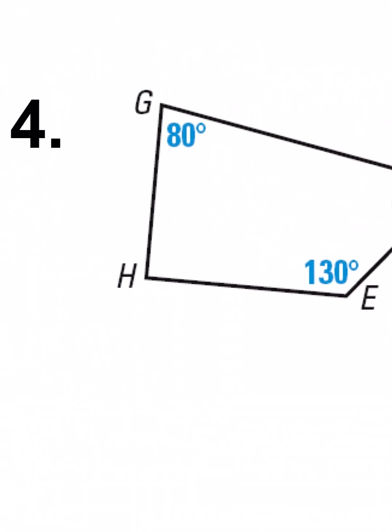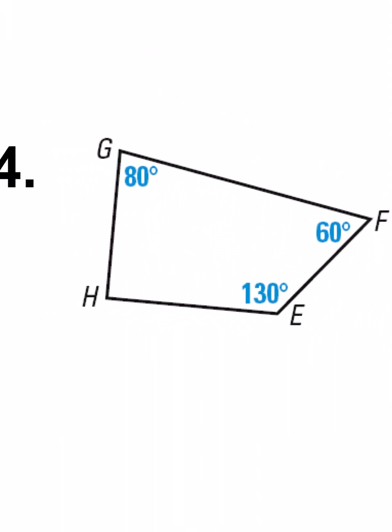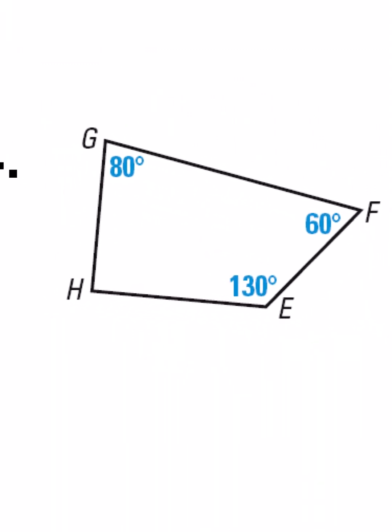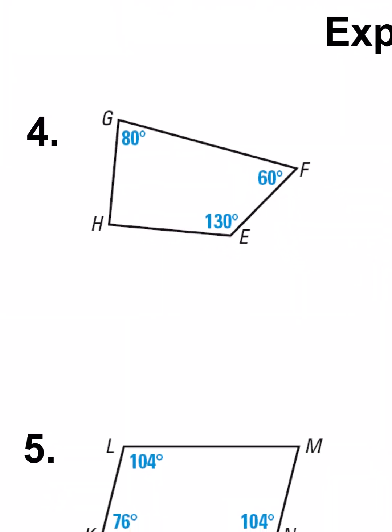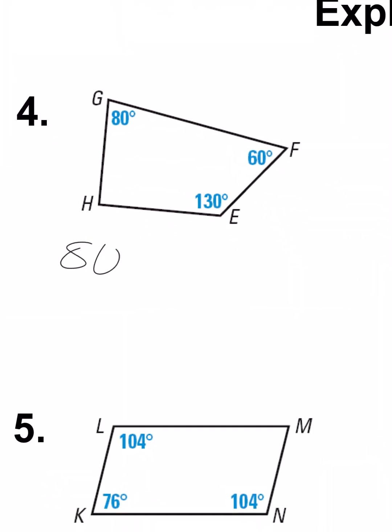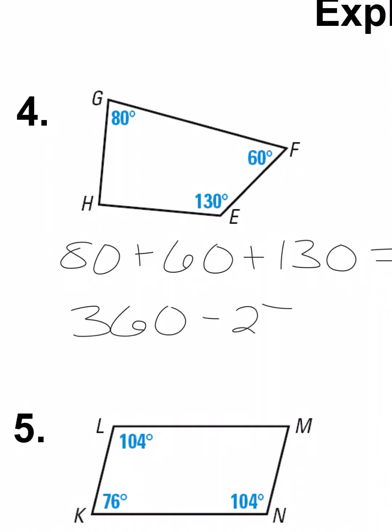All right, let's look at this one. We want to determine if it's a parallelogram, but first, what are we missing? We're missing angle H. How can we find angle H? Add them all up. 360. There you go. So we have 80 plus 60 plus 130. That gives you 270. What do we do with that 270? Minus it from 360, which would be 90. Yep, 360 minus 270 gives you 90. So that missing angle right here is 90 degrees.